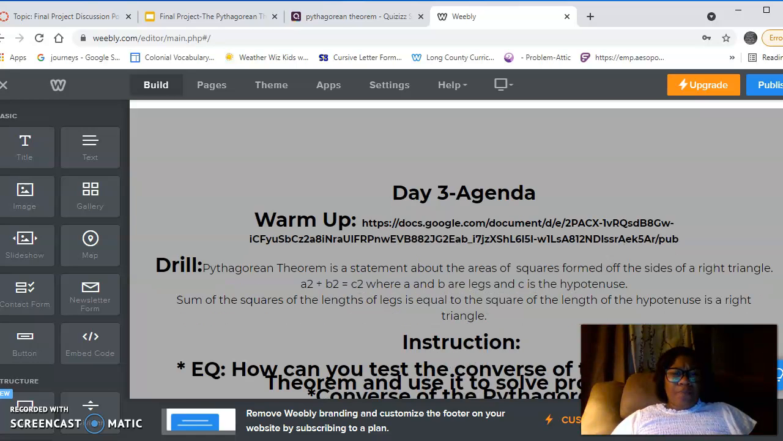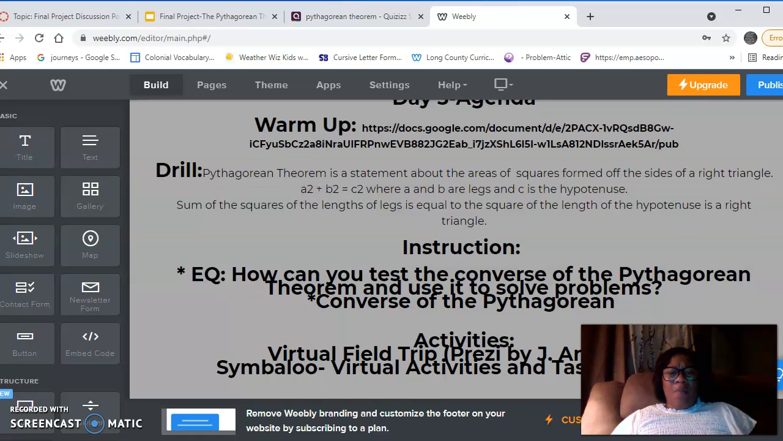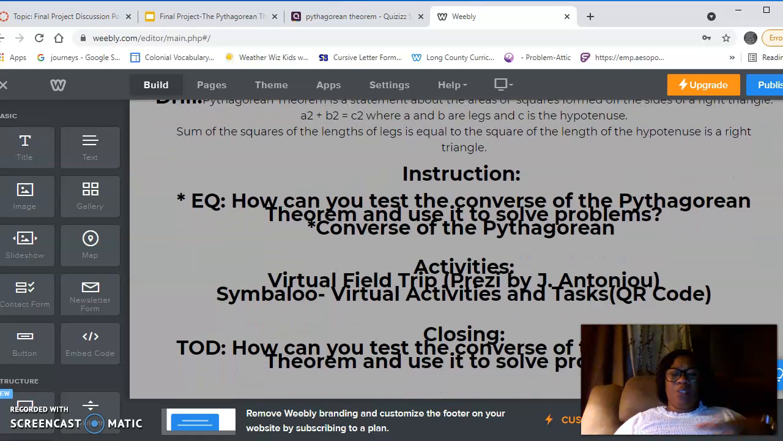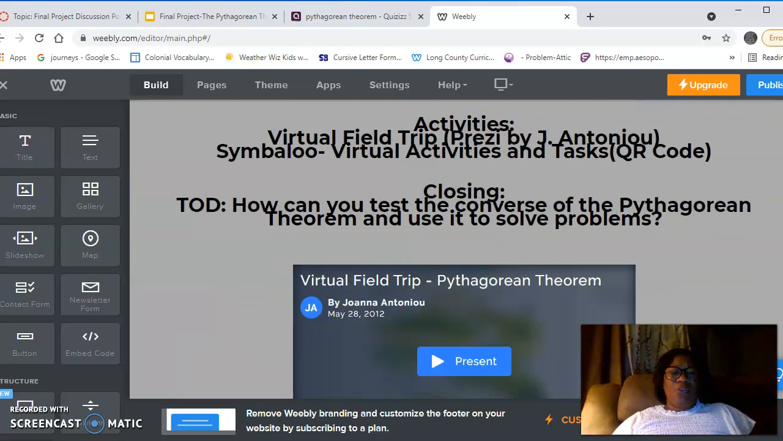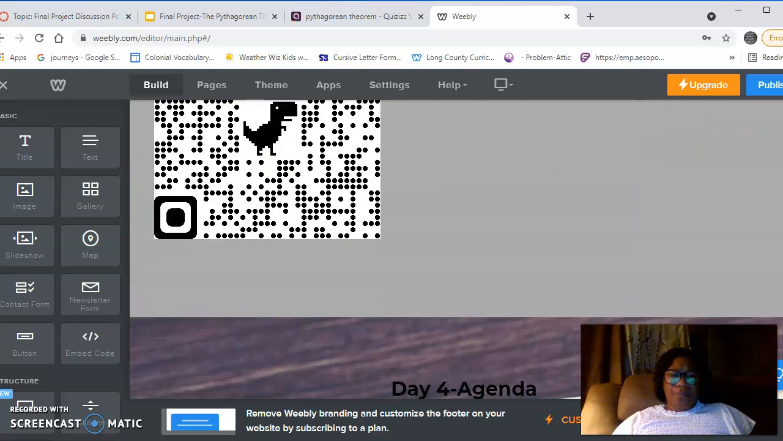Day 3, warm-up, drill, essential question, and then the theme for day 3 is the converse of the Pythagorean theorem. I thought it would be really neat to add a virtual field trip. This field trip was created by another person, and I used it. It was a Prezi by J. Antonia, and then I created a Symbaloo with some virtual activities and tasks. I attached the QR code at the bottom, and the Prezi is integrated into it.